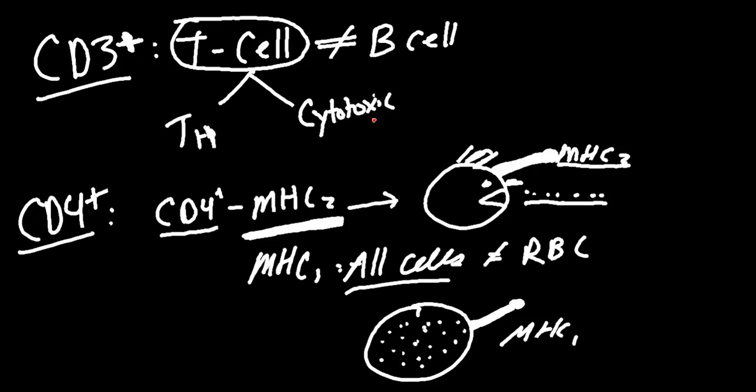It's going to help a cytotoxic T cell. So T helper cells don't actually do much themselves. They'll help. So that's why they're aptly named T helper cells. They're going to help stimulate cytotoxic T cells. They're going to help stimulate macrophages. They're going to help stimulate B cells to produce antibody.